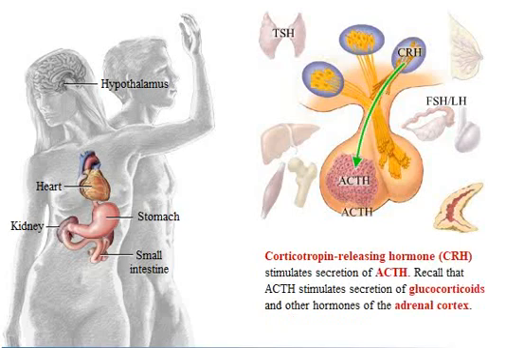Corticotropin-releasing hormone stimulates secretion of adrenocorticotropic hormone, or corticotropin. Recall that ACTH stimulates secretion of glucocorticoids and other hormones of the adrenal cortex.